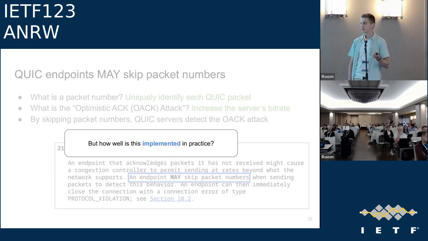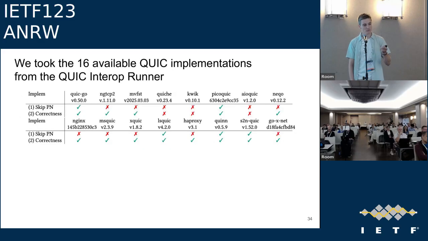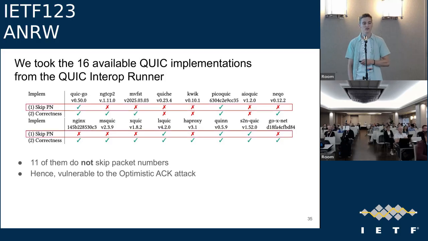But how well is this implemented in practice? For this, we took the 16 available server QUIC implementations from the QUIC Interop Runner, which is an open source project to make interoperability tests between different QUIC stacks. And we found that out of these 16 implementations, 11 of them do not skip packet numbers, meaning that they are, at least theoretically, vulnerable to the attack.